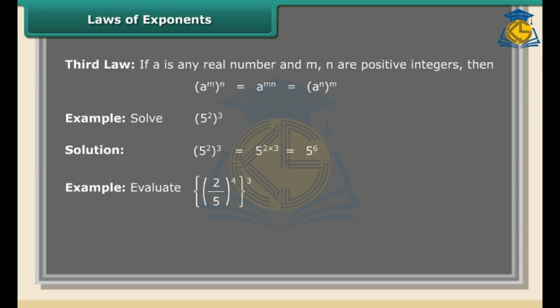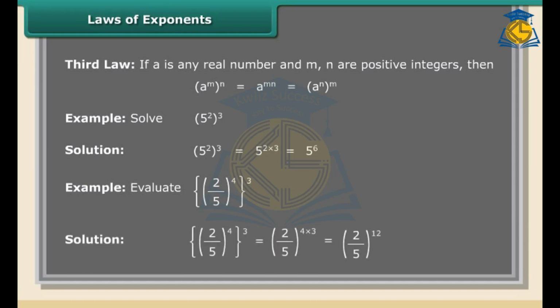Example. Evaluate [(2/5)^4]^3. Solution. [(2/5)^4]^3 is equal to (2/5)^(4×3), which is equal to (2/5)^12.